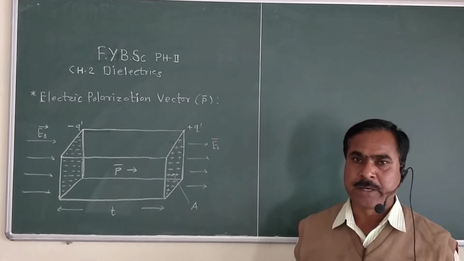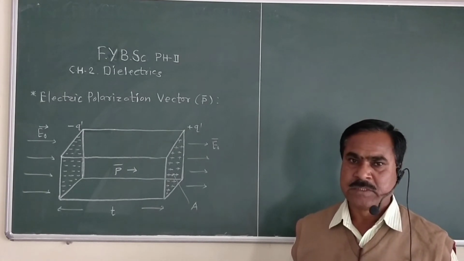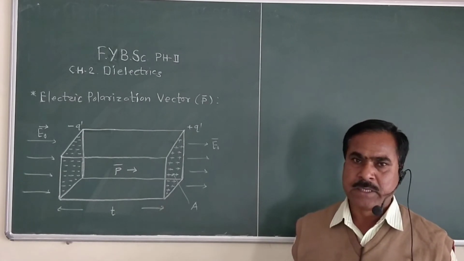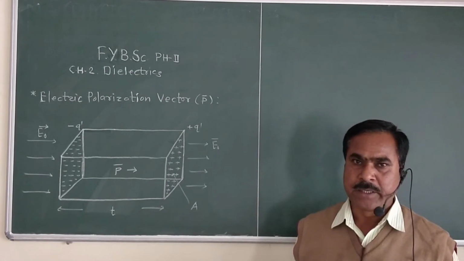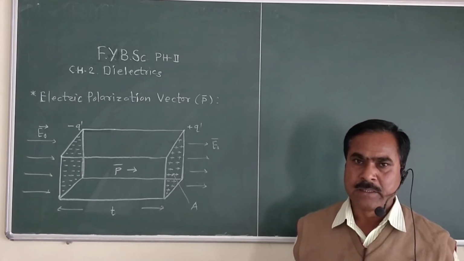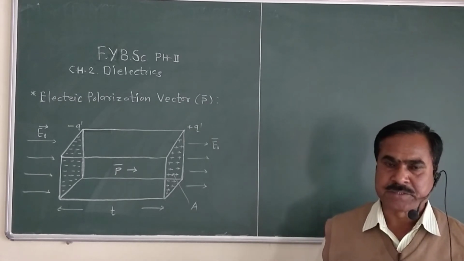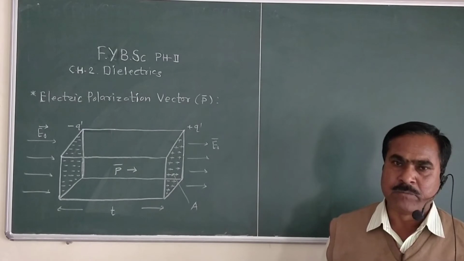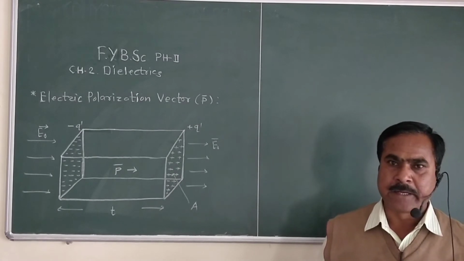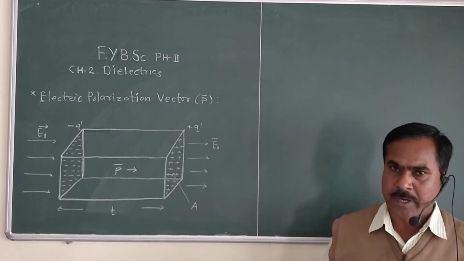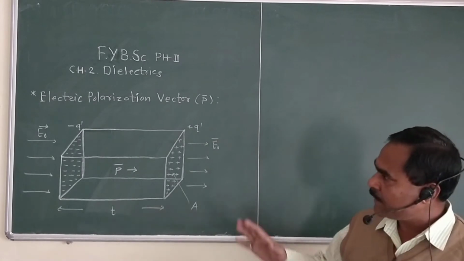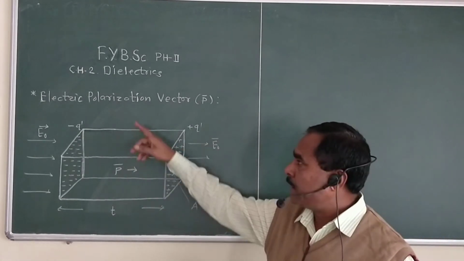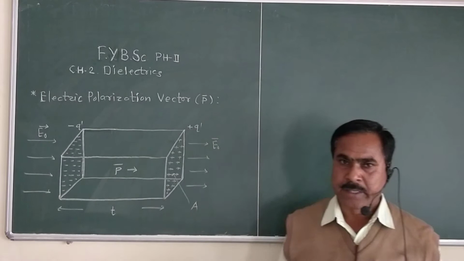a uniform electric field, then what happened? The dielectric material gets polarized. That means a net dipole moment is induced in that material in the direction of the external electric field. Then we can say that the dielectric material is said to be polarized. Then here we see the electric polarization vector.